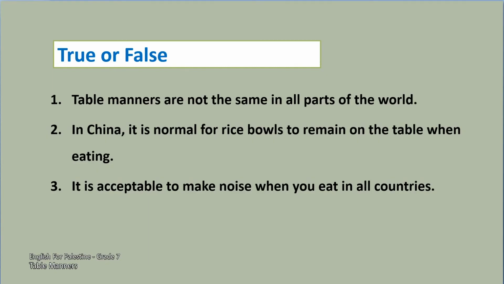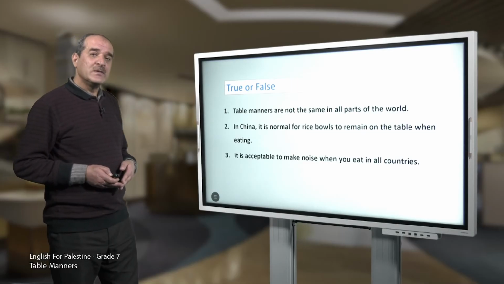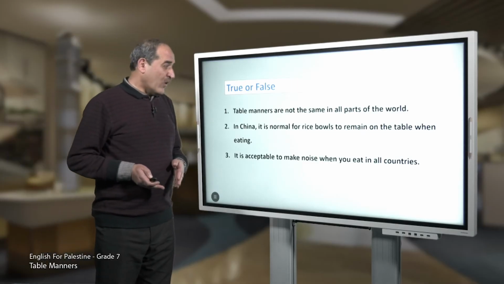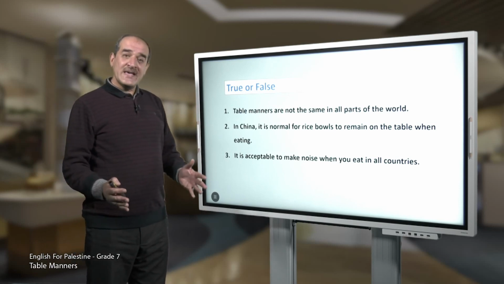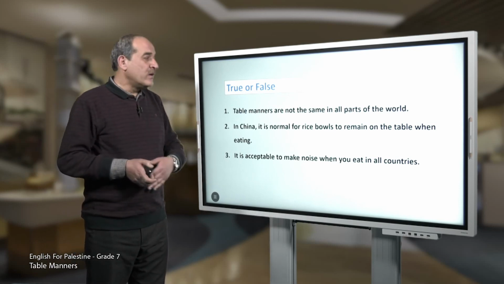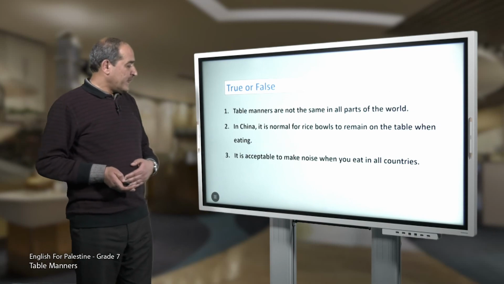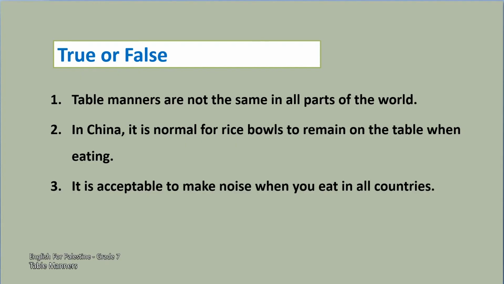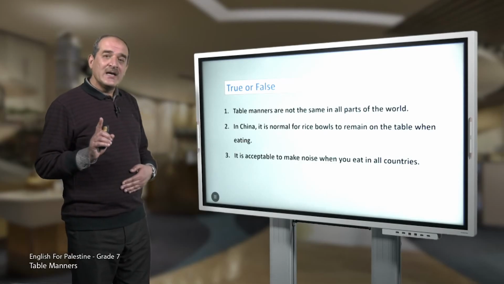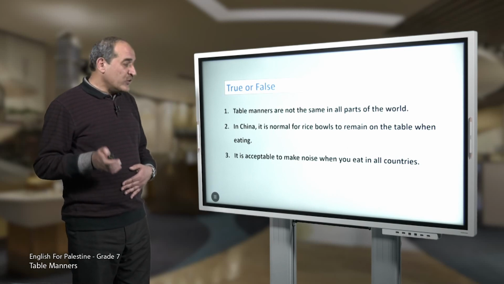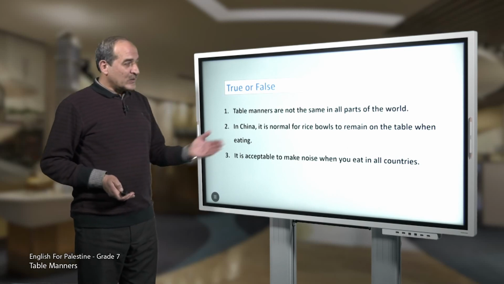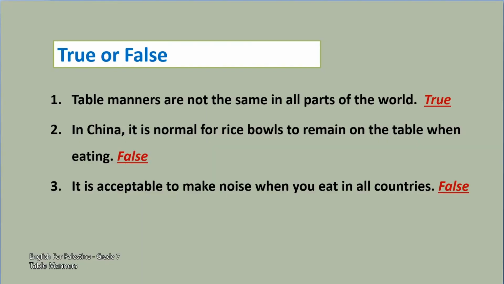2. In China, it is normal for rice bowls to remain on the table when eating. True or false? Good. False, because they raise the rice bowls to their mouths. 3. It is acceptable to make noise when you eat in all countries. Good. False. Just in China, it is acceptable to make noise while eating. So have a look at the answers.